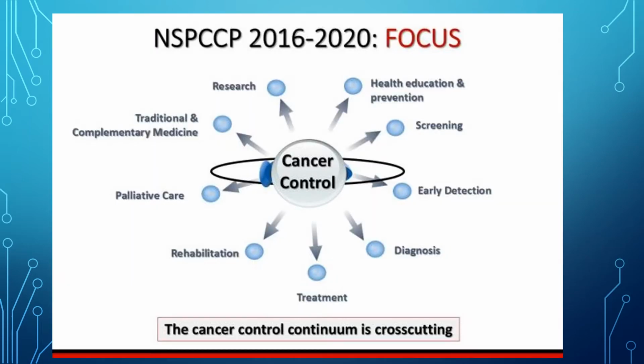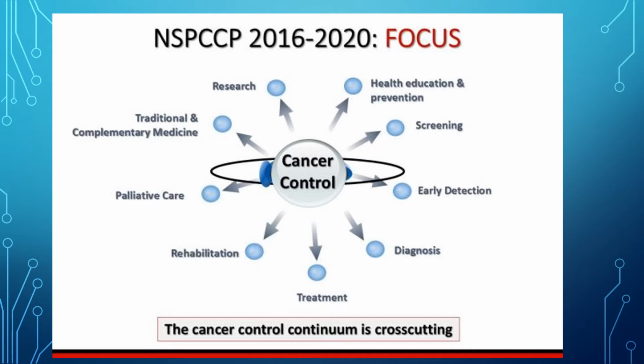This is the NSPCCP 2016-2020 focus, the National Surveillance Program and Cancer Control Program. So we see the focus will be on cancer control. How can we control the outbreak of cancer? It could be from research. I understand that doctors from PPUM also do research on cancer. Health education and prevention, that is most important.